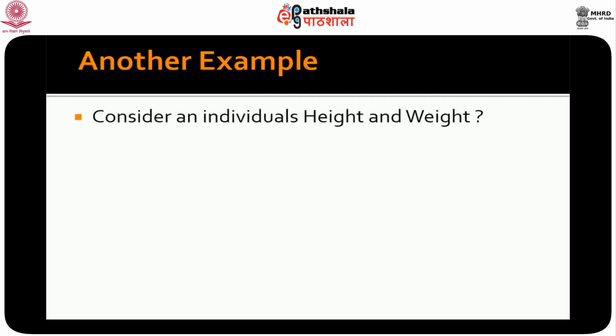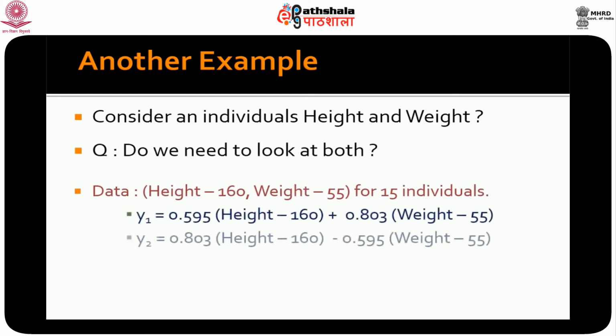Another example would be the height and weight example that we had looked at before. The question was, do we need to look at both? We had data on 15 individuals, and we can find the principal components as before. The first principal component is y1, which is 0.595 times height, of course with the base changed, plus 0.803 of weight, and y2 is 0.803 of height minus 0.595 of weight.